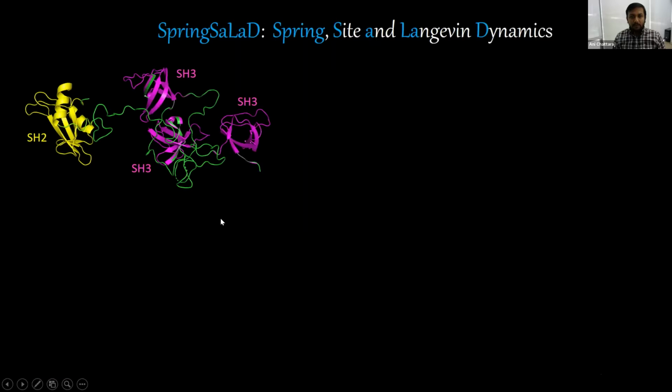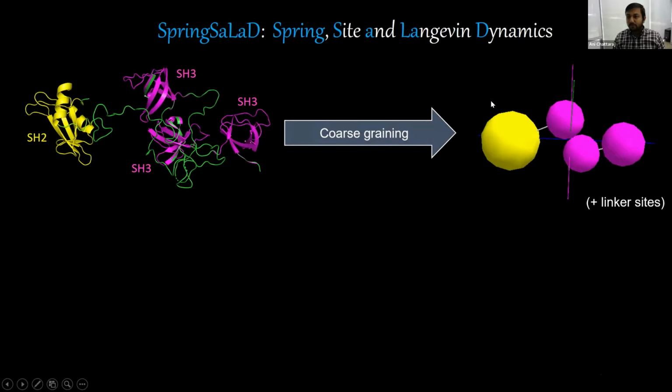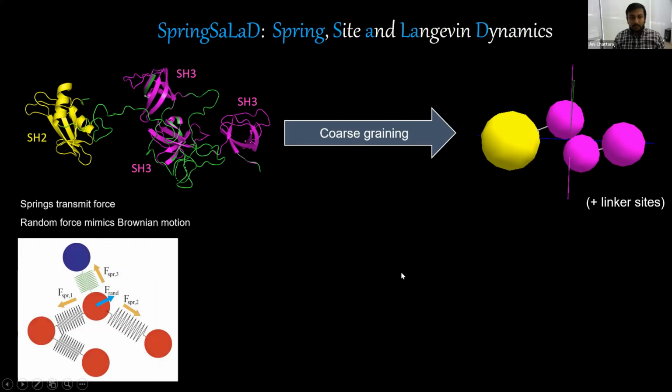To say a little bit more about SpringSaLaD, let's say this is your protein of interest. In this particular example, we have a protein called NCK. It is a signaling protein molecule, which has 1 SH2 domain and 3 SH3 domains. In SpringSaLaD, we model it in this particular way. For example, we would model each domain represented by a spherical ball, and they will be connected by a stiff spring. You can also put a bunch of linker sites to mimic the actual structure of this whole sequence.